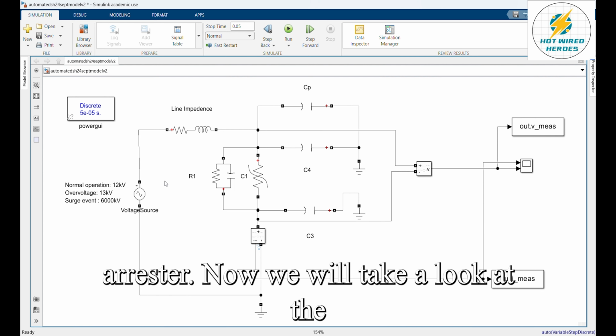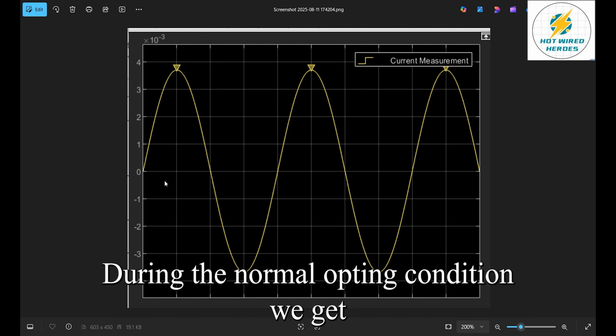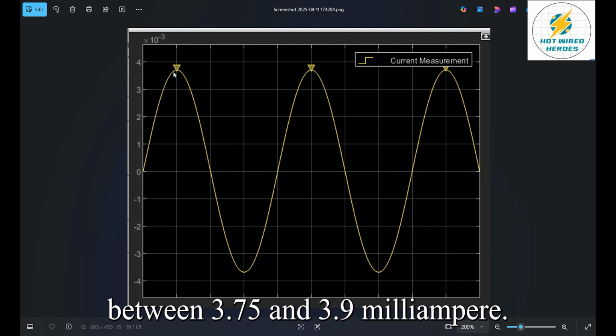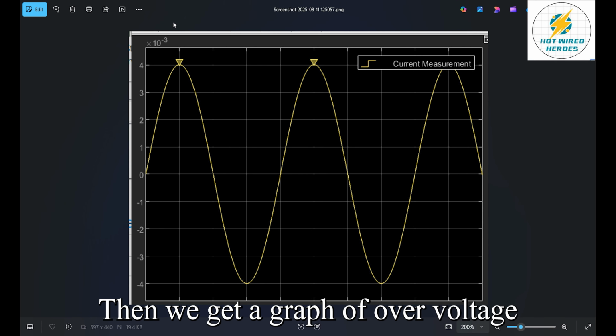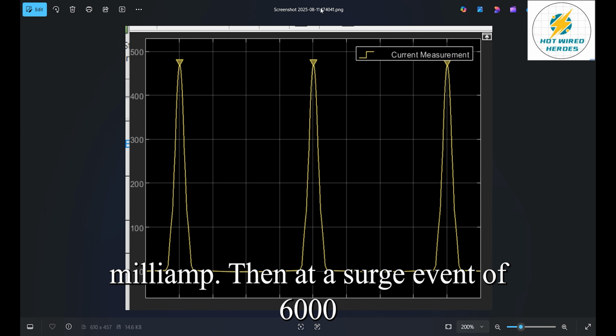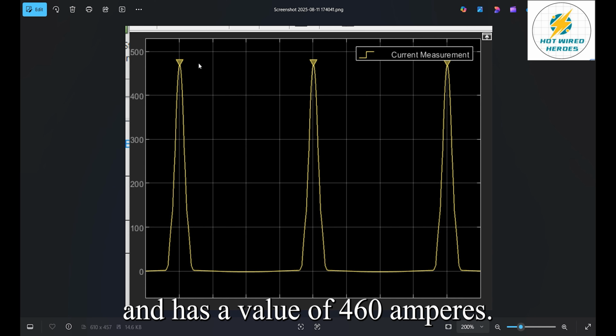Now we will take a look at the graphs, the leakage current graphs. During the normal operating condition, we get a sine wave having a peak value ranging between 3.75 and 3.9 milliamperes. Then we get a graph of the overvoltage condition current flowing, which is a sine wave again, with a peak value of 4 milliamperes. Then when a surge event of 6000 kV occurs, the current waveform is peaked and has a value of 460 amperes.